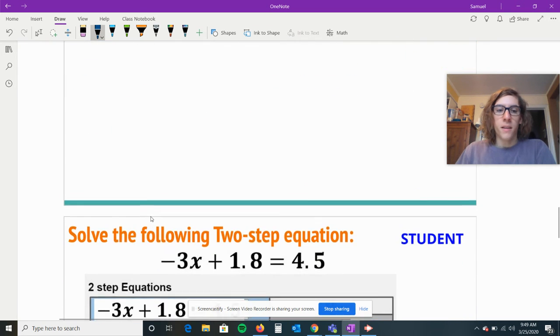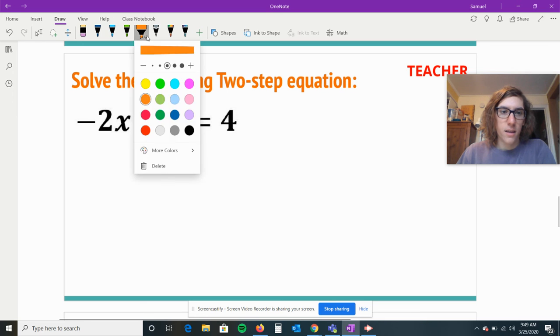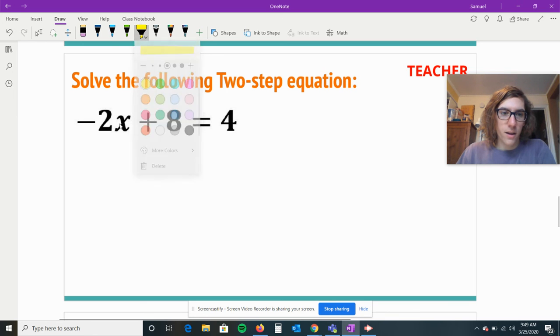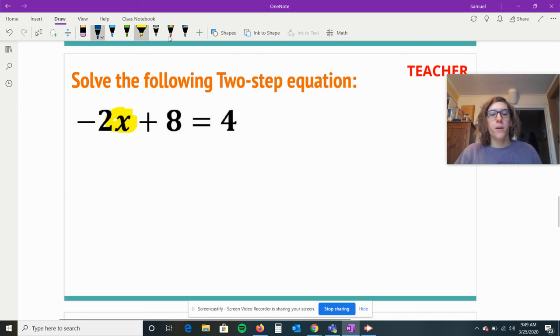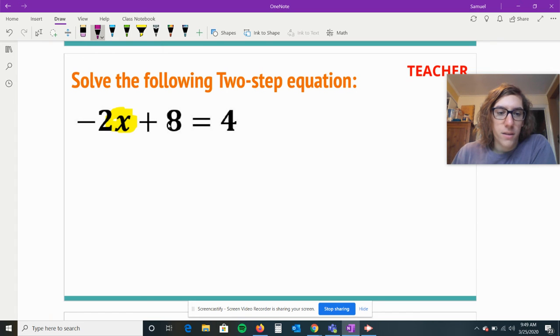All right, last one as a class here. Isolate the variable. That's going to be our guy over here, right? We want to get this isolated. So how do we isolate? We're going to do the inverse operations, starting with our guy over here, because it's going to be easier to start with the addition and subtraction, right? So the opposite of adding 8 would be subtracting 8. Do that to both sides.